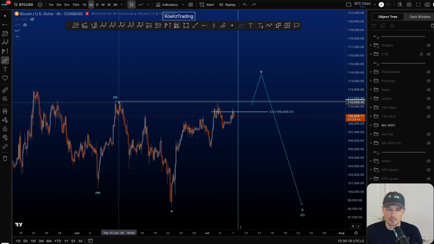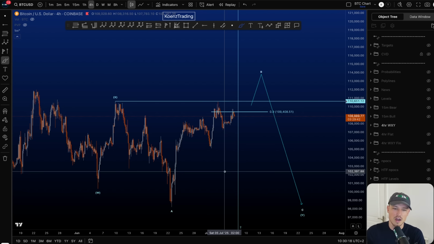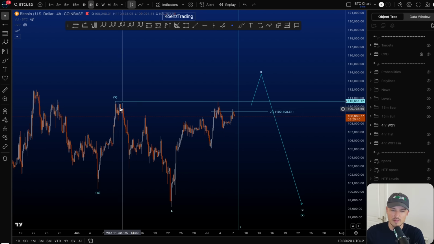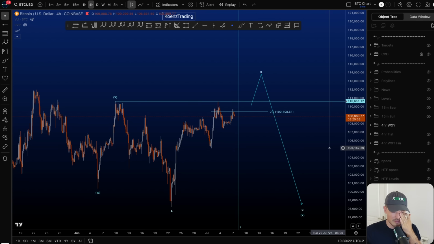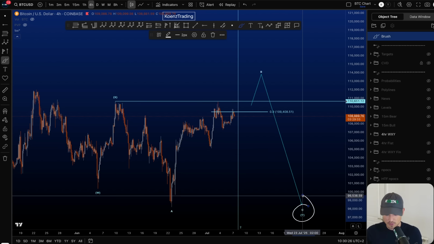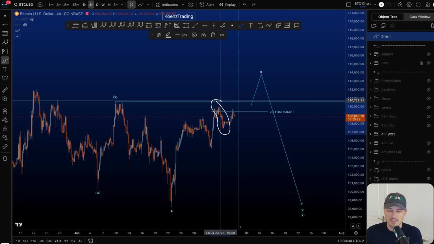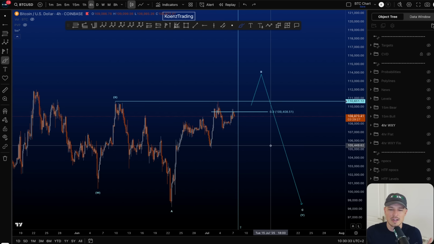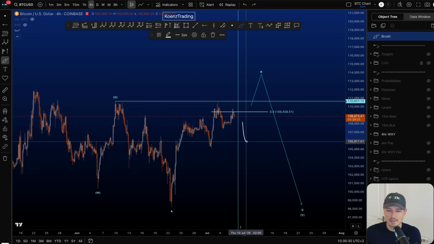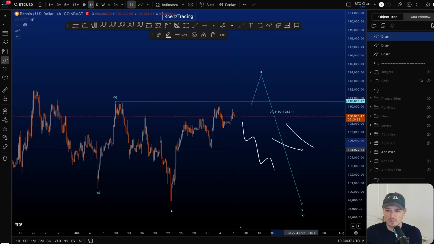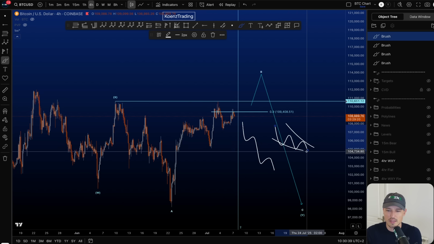Now, it is most common for Bs to take out the high, the origin of your wave A, which is the high here at 110.6k. But what's also important is that if we're looking for a wave C to the downside by any means, the first move to the downside has to be a high probability 5-wave move. So again, either an impulse or we're looking for a diagonal as a wave 1.